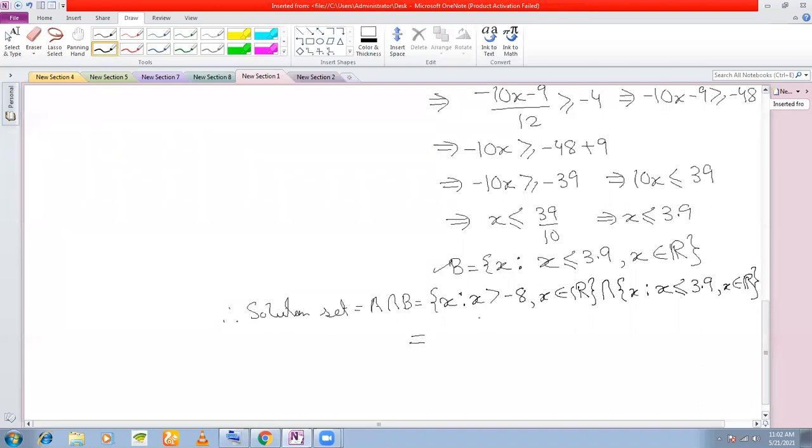Now, what should be the intersection of these two? X is such that x is greater than minus 8, and also x is such that it is less than or equal to 3.9. So what should be the solution set of this?